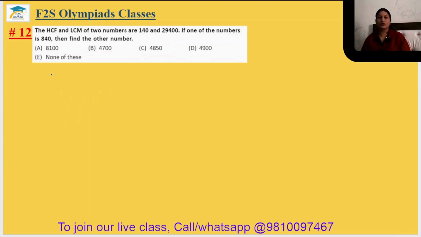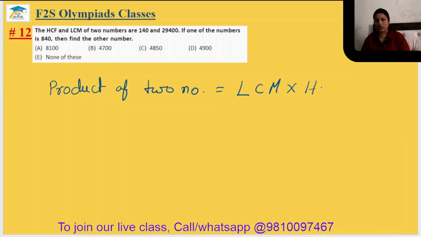Okay. Come to question number 12. The HCF and LCM of two numbers are 140 and 29,400. If one of the numbers is 840, then find the other number. So we know that the product of two numbers equals LCM multiplied by HCF. It means first number multiplied by second number, second number is given here.